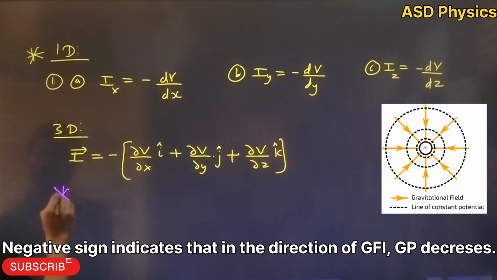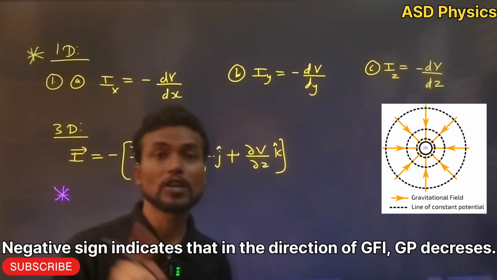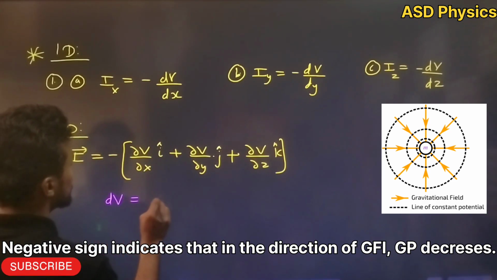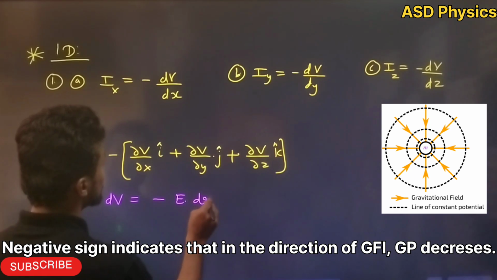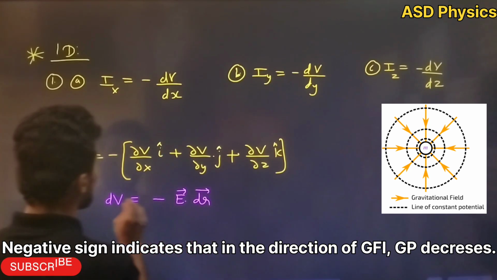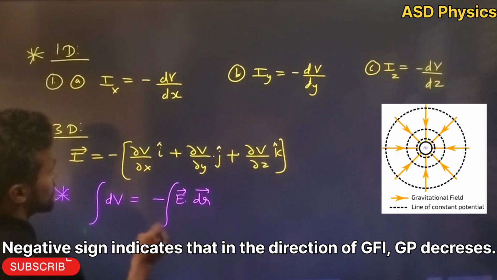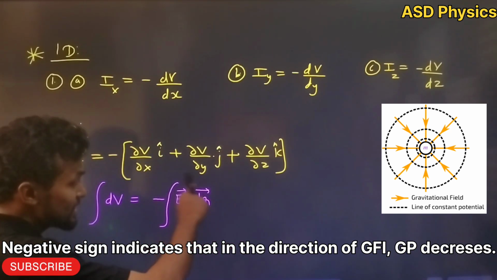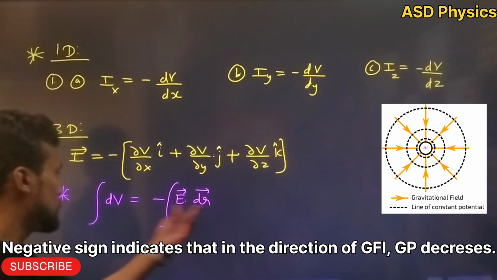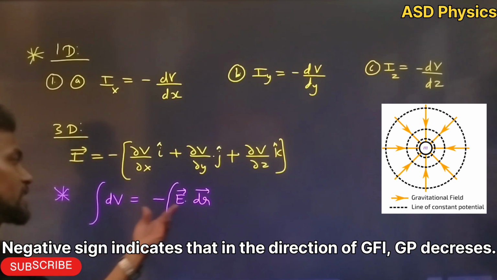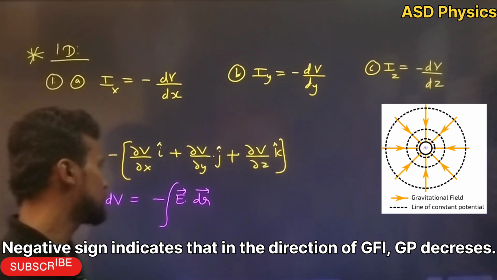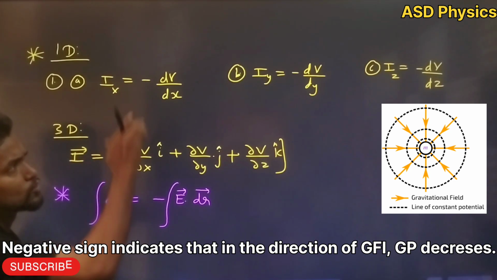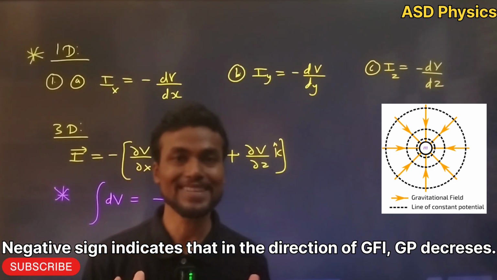Now if in case E is given and we have to calculate the V, then what we have to do? We have to use this formula, as we know very well, dV equals minus E dr. We will write it in vector form. And here which kind of product is there? This is the dot product, because the dot product of two vectors can only give us a scalar quantity. That's why the dot product is there, and after that we will put the lower limit down and the upper limit up. So all these formulas will be required to solve the further questions.